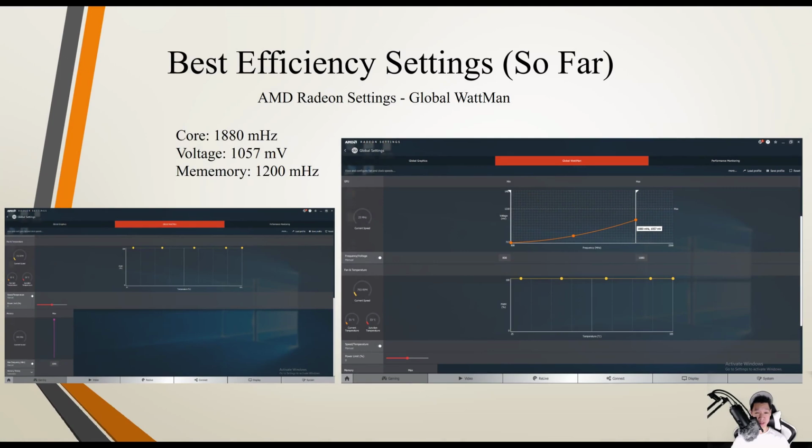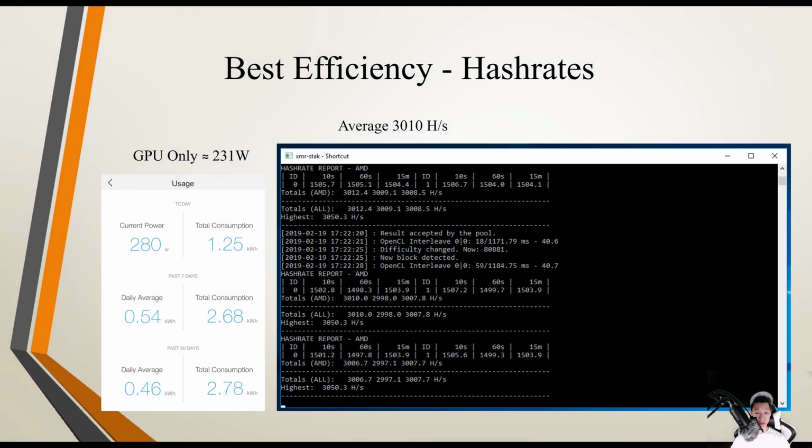Now, this is the best efficiency setting that I tested so far. Putting the core at 1,880, the voltage at 1,057, and the memory at 1,200, I was able to get 3,010 hashes per second, and my GPU itself was only consuming around 231 watts.